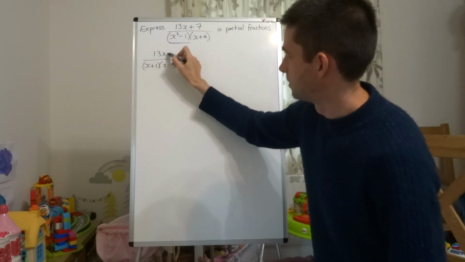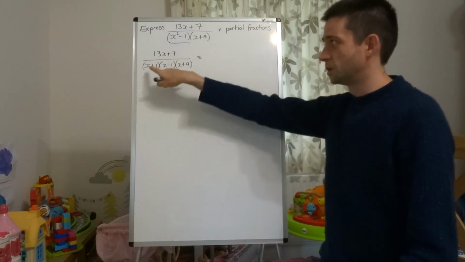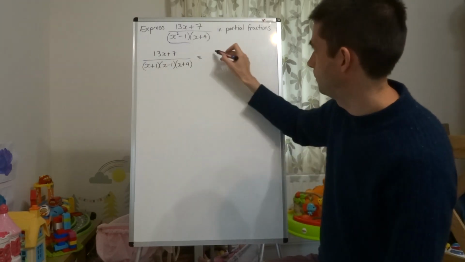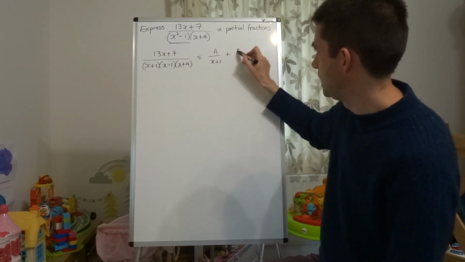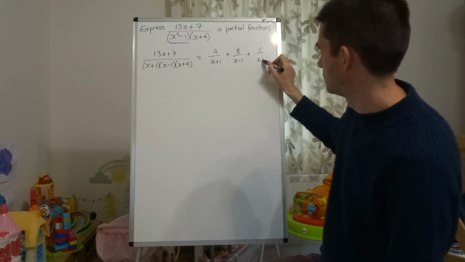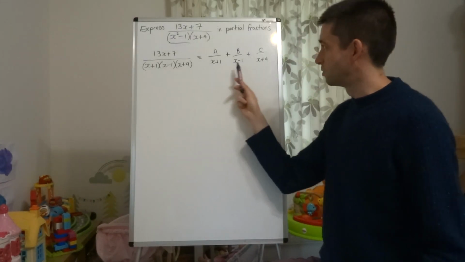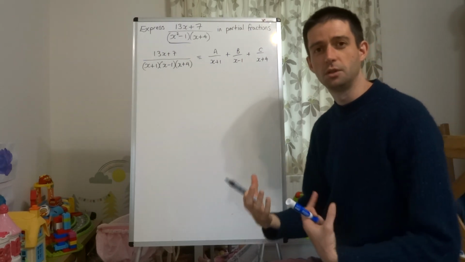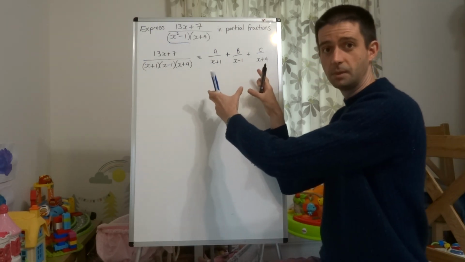So 13x plus 7 on the numerator. And what I'd now be saying is, because I've got 3 terms on my denominator, I'm going to need 3 partial fractions. So A over (x plus 1) plus B over (x minus 1) plus C over (x plus 4). And it doesn't matter which of these 3 terms you put A, B or C over. You can do it in any order you wish, as long as you put the numbers that you get correctly back into your algebraic statement.